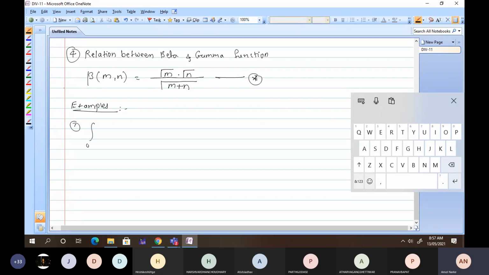You have the integration from 0 to 1 divided by 2 of x cube into 1 minus 4x square, having power 1 by 2, into dx. Tell me how one can solve this. Which definition is applicable here?